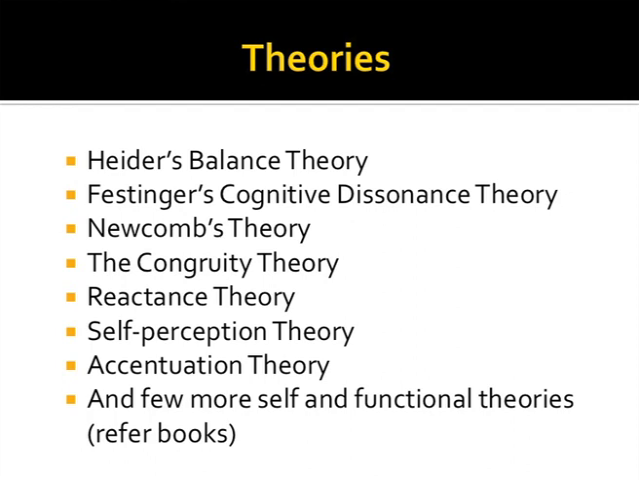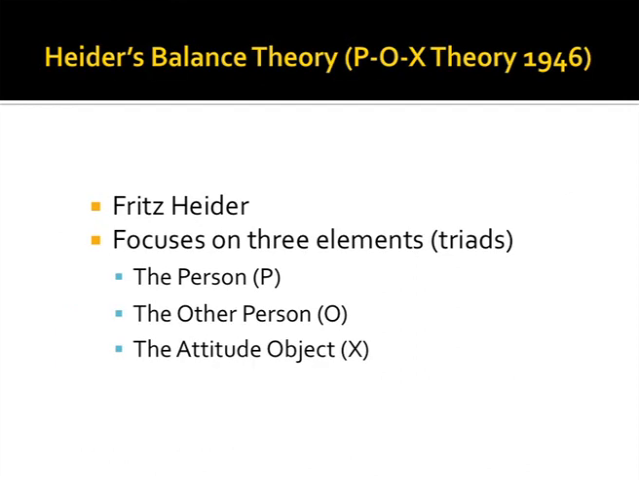We will look into Heider's balance theory, as it is also famously called the POX theory, which was developed by Fritz Heider in 1946. This theory focuses on three elements, in the form of triads, like a triangle. The three elements are P, O, and X. P talks about the person, O is the other person, and X is the attitude object.